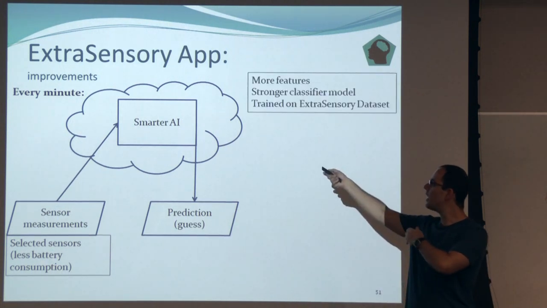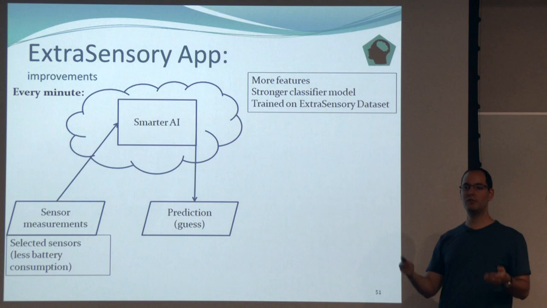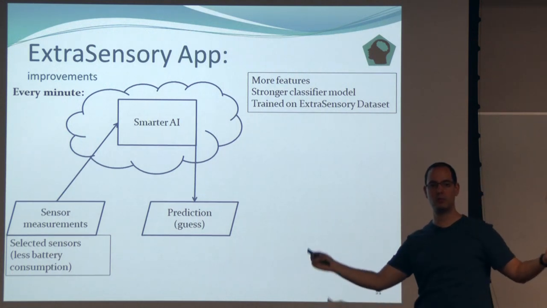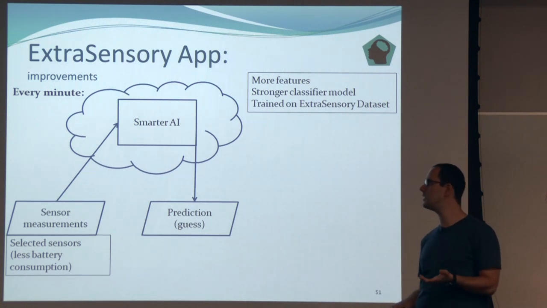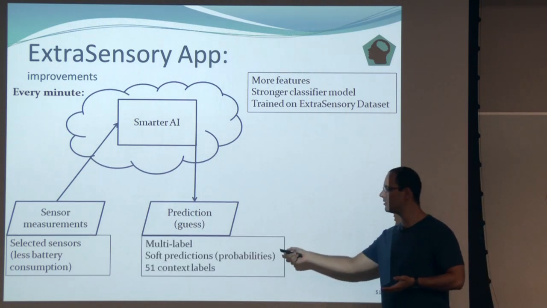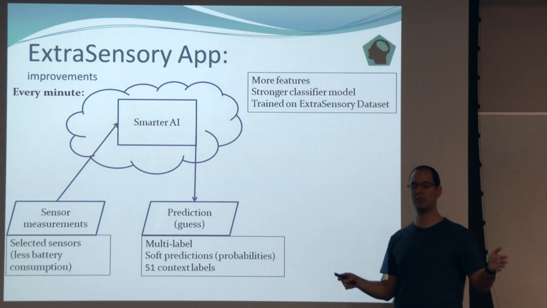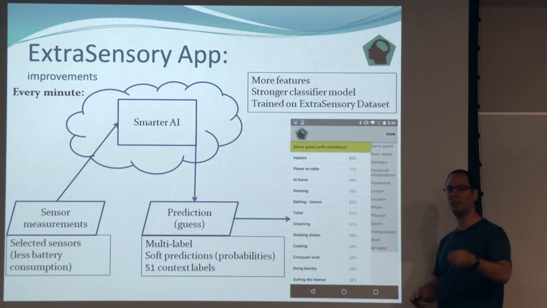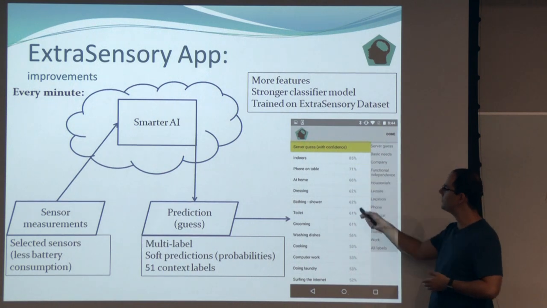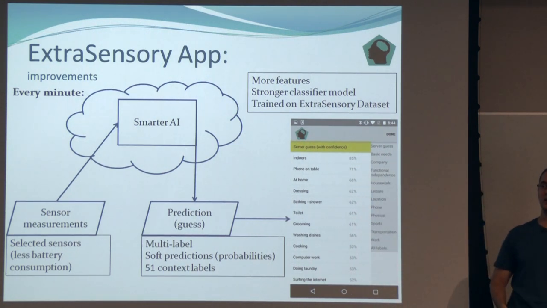And the AI component on the cloud is improved now. It's trained on the whole data set with 60 subjects. So it's much more accurate and it's more detailed. It provides now predictions for 51 different context recognition labels. So for each minute, it provides probability estimates for these 51 different labels.